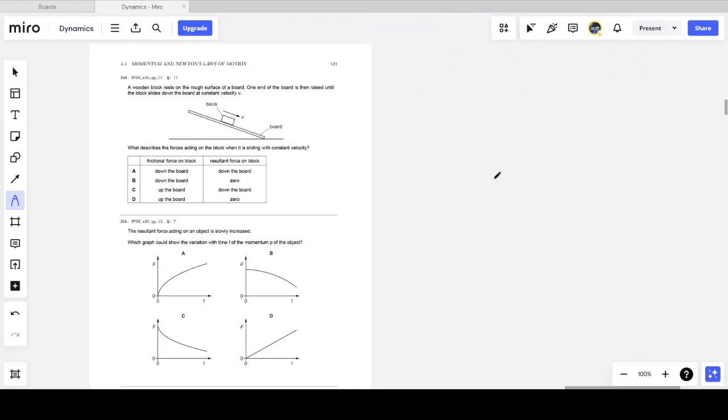The next question is number 254 from the summer 2020 exam, question paper 1, variant 1, and it's question 11 from that paper.